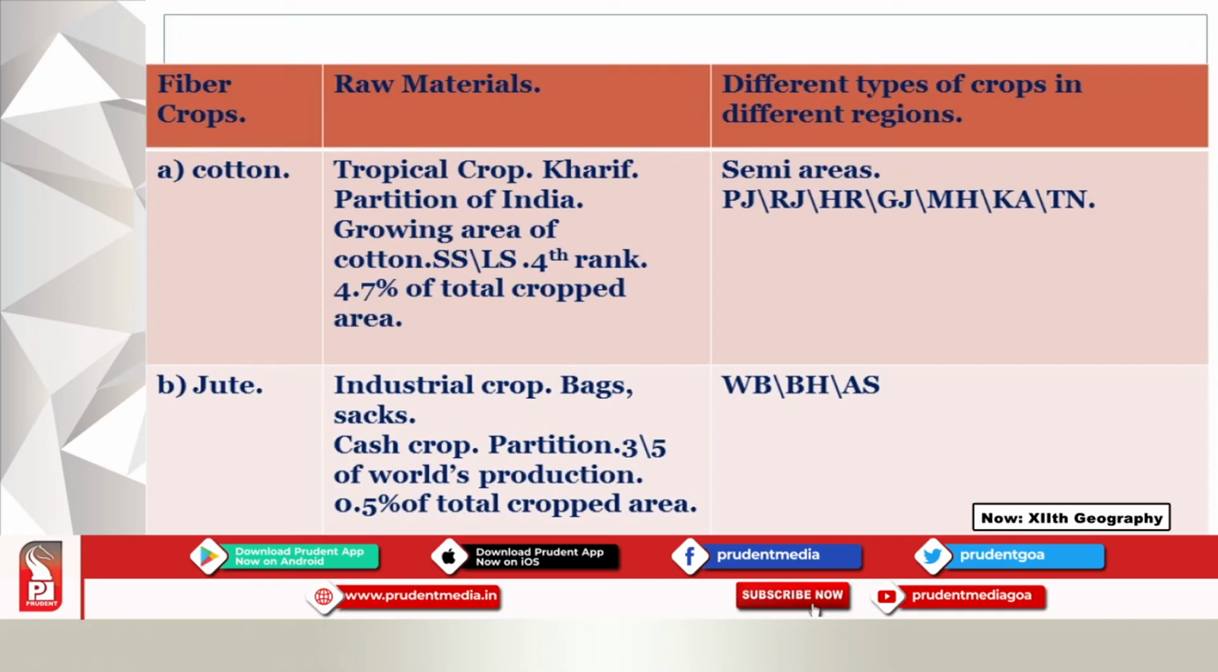Next one is jute crop. It is also an industrial crop, industrial raw material, for making of bags and sacks and other types of textile. It is a cash crop. The jute cultivation is restricted only to eastern part of India, West Bengal, Bihar and Assam.